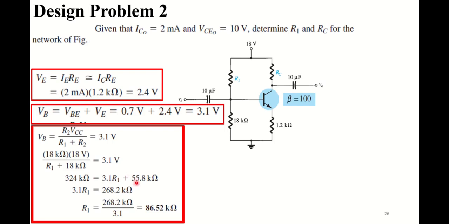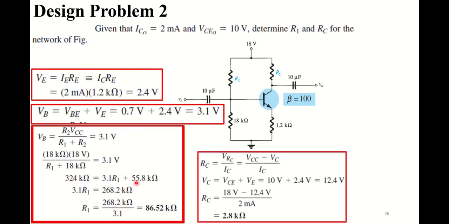Finally, the value of RC can be easily found by applying the formula of RC is equal to VRC over IC, and its value comes out to be 2.8 kilo ohms.